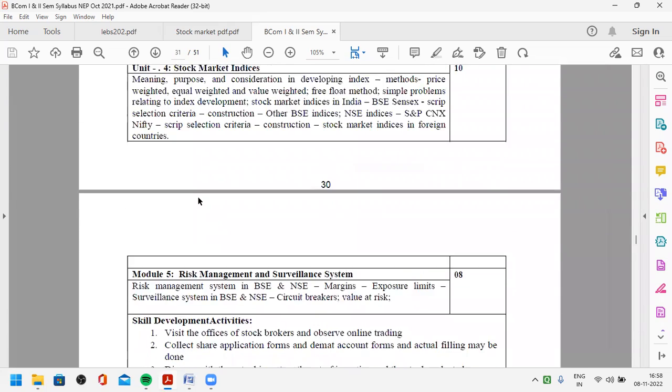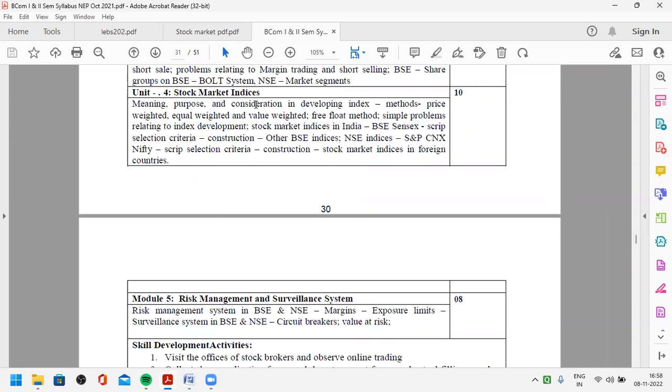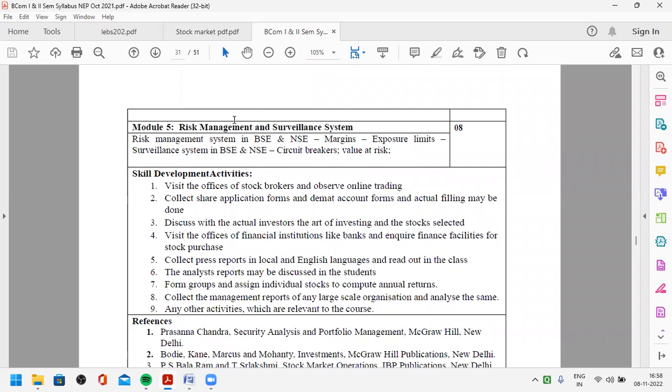So that is all about stock market indices. And the last module is concerned with risk management and surveillance system. Here you will understand what the risk is in connection with stock market trading. So risk management, how are you going to manage the risk, how to manage the risk in trading? Risk management system in BSE and NSE, and what are margins, exposure limits, surveillance system in BSE and NSE, and circuit breakers and value at risk. All these concepts you are going to learn, and this is very important in the stock market because it is concerned with risk management.